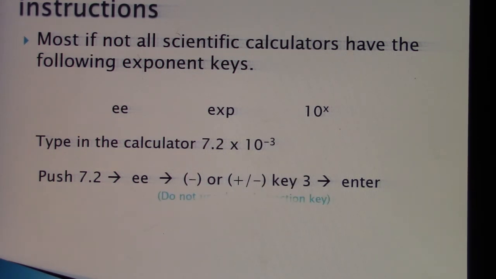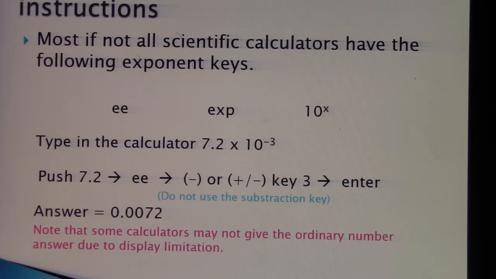You should get that as your answer. Now, keep in mind that some calculators may not give the ordinary number answers due to display limitations. Some do, some don't. Some leave it in the same format, but if you know the rules, you can figure it out, and you shouldn't have any problems. These are two good ones to practice with, and you should be able to do all scientific notation calculations.